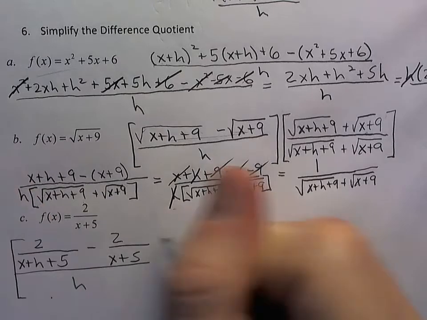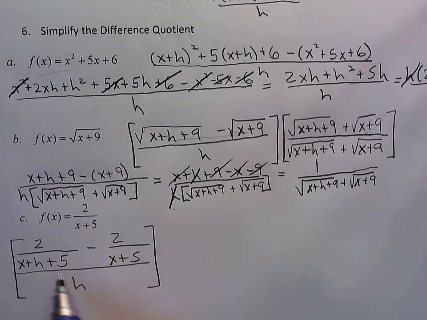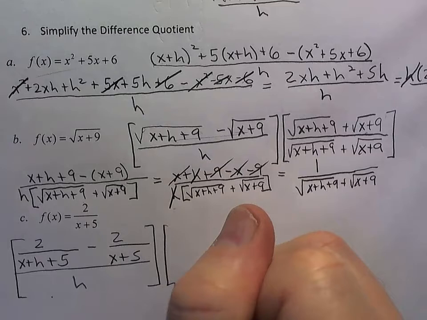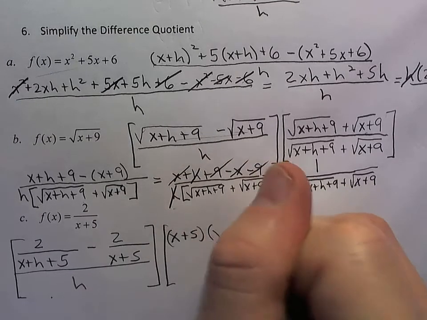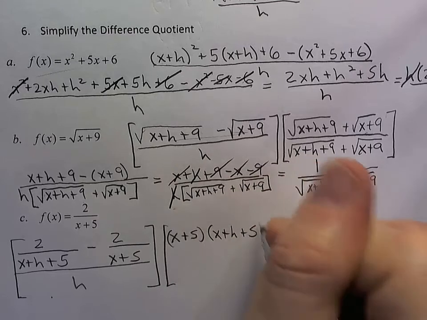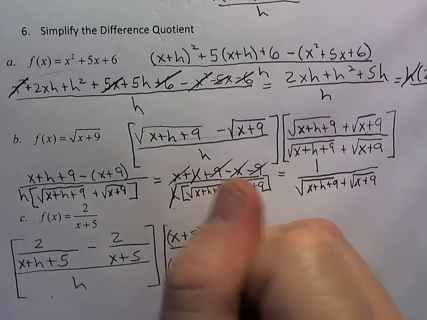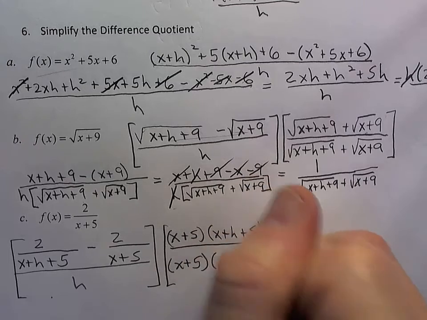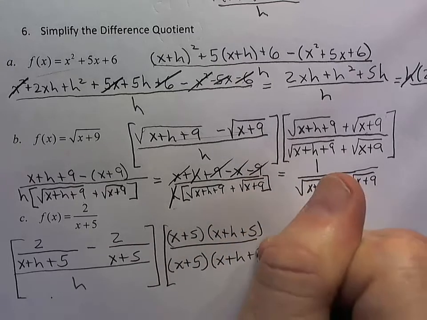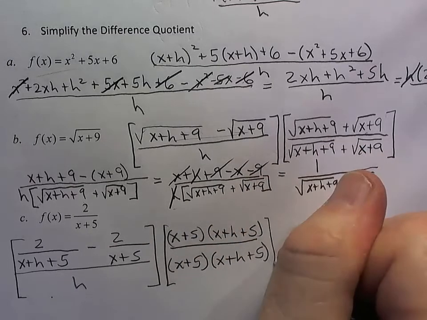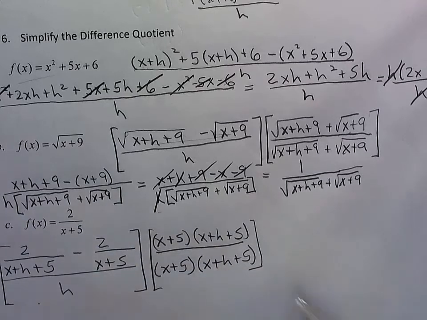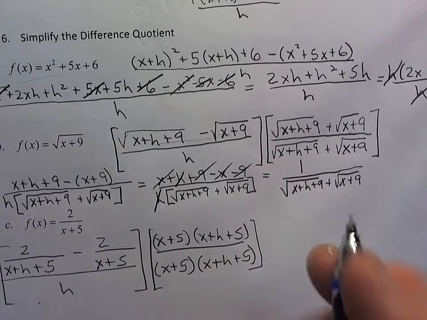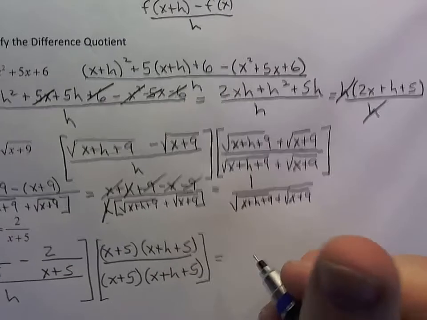So the common denominator of x plus h plus 5 and x plus 5, what I'm going to do is multiply the top and the bottom by x plus 5 times x plus h plus 5. That's the trick. And there's nothing wrong with that because we're just multiplying by 1. See? X plus h plus 5 times x plus 5 over itself, that's just 1. See? This divided by this is 1. And then I distribute this through. So here's what it looks like.